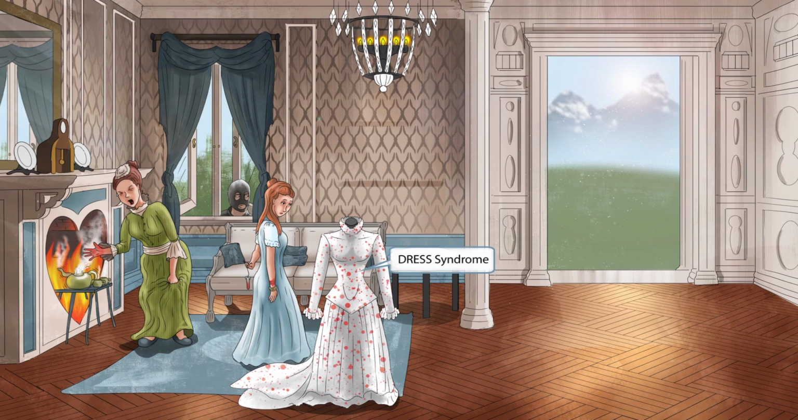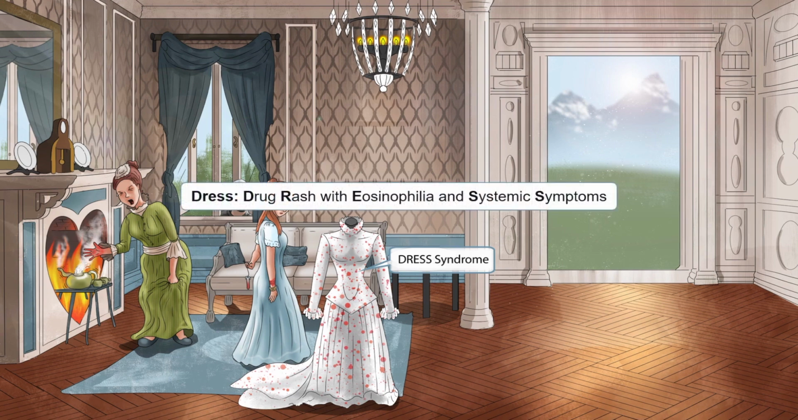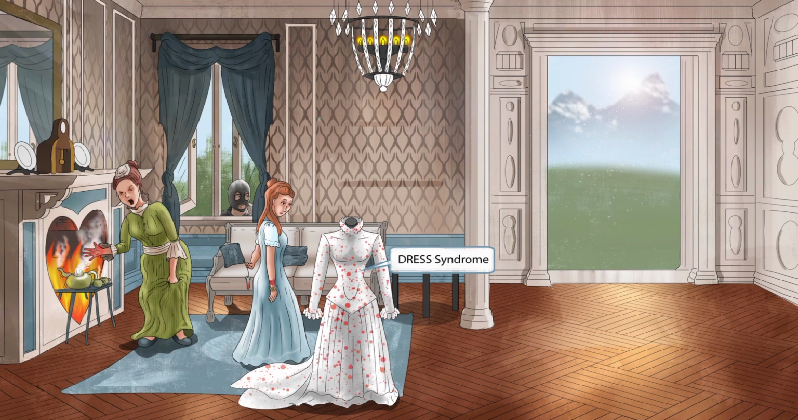The word DRESS is an acronym for drug, D, R, rash, with eosinophilia, E, and systemic symptoms, SS. As the name suggests, DRESS syndrome can present with systemic symptoms, including a diffuse, itchy, morbilliform rash, as well as fever, lymphadenopathy, and even signs of multi-organ failure. And laboratory studies will reveal an increase in eosinophils, as suggested by the name, or at least the E in that DRESS acronym. Well, this white dress is not the only one, though.